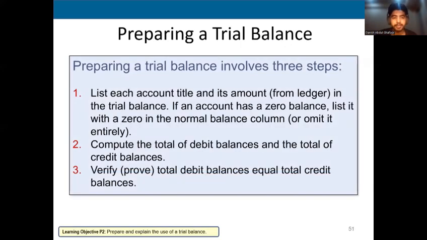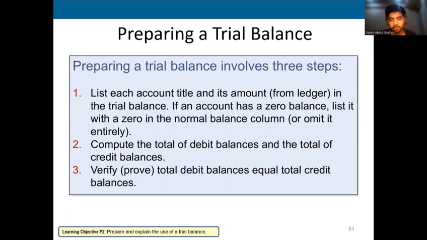Read this. List each account title and its amount from the ledger, as we have made the T account heads previously, in the trial balance. If an account has a zero balance, list it with a zero in the normal balance column. Or you can omit it entirely, but I would say list it with a zero amount. Compute the total of debit balances and the total of credit balances.